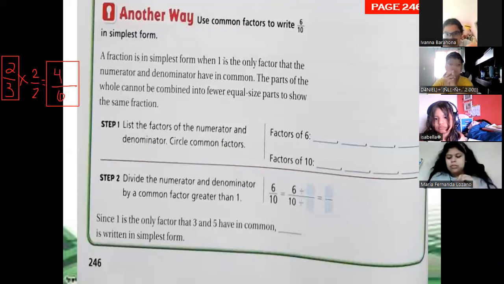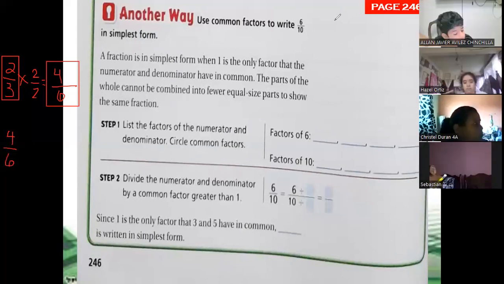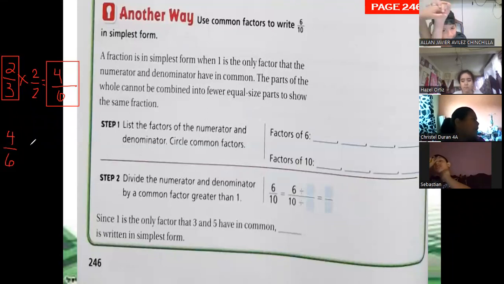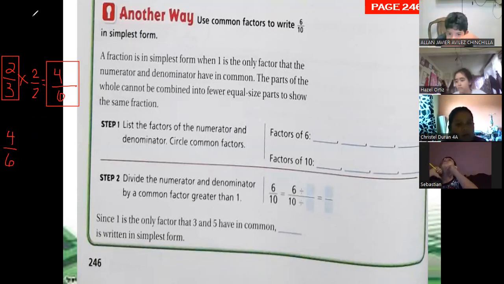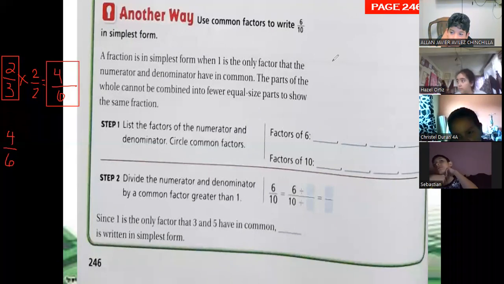Now, to find the simplest form of a fraction, we need to do the inverse operation or the opposite operation. What operation do I need to do? I need to write 4/6 in the simplest form. What mathematical operation do I need to do? Go ahead, Maria Jose. What mathematical operation, Sebastian, do I need to do?